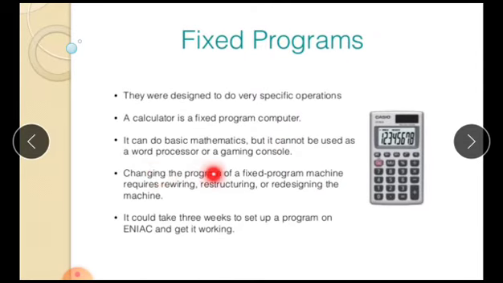Changing the program of a fixed program machine requires rewiring, restructuring, or redesigning the machine. So a calculator is the example of a fixed program. It could take 3 weeks to set up a program on ENIAC and get it working.